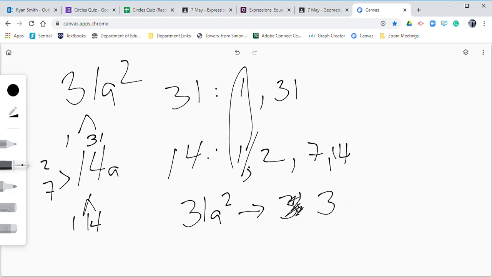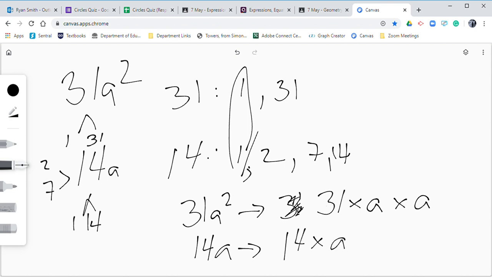31 times A. There we go, that's better, times A, much neater. And then 14A is also 14 times A. So in reality, the highest common factor for this one would be actually A. Isn't that kind of crazy? And we'll do some more practice with that.